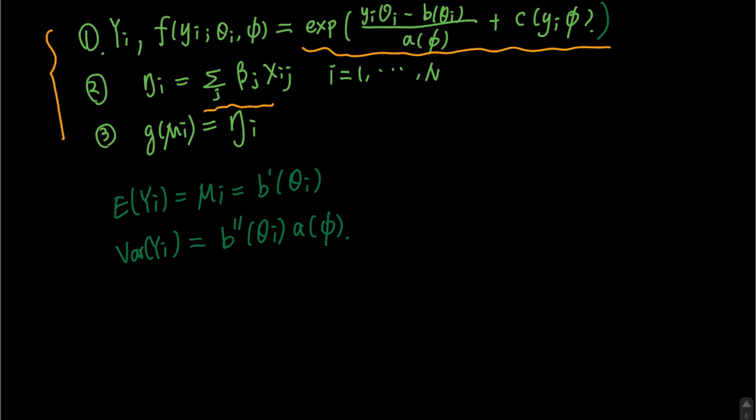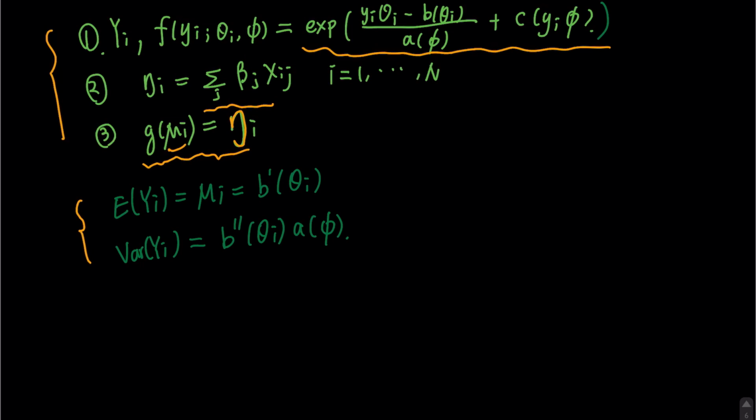And then the third part is the link function. It serves as a bridge that links the random component with the systematic component. So mu i is the mean of the random component, and then eta i is just the systematic component in the linear model. If you have some questions about these three components, please refer to my first video.